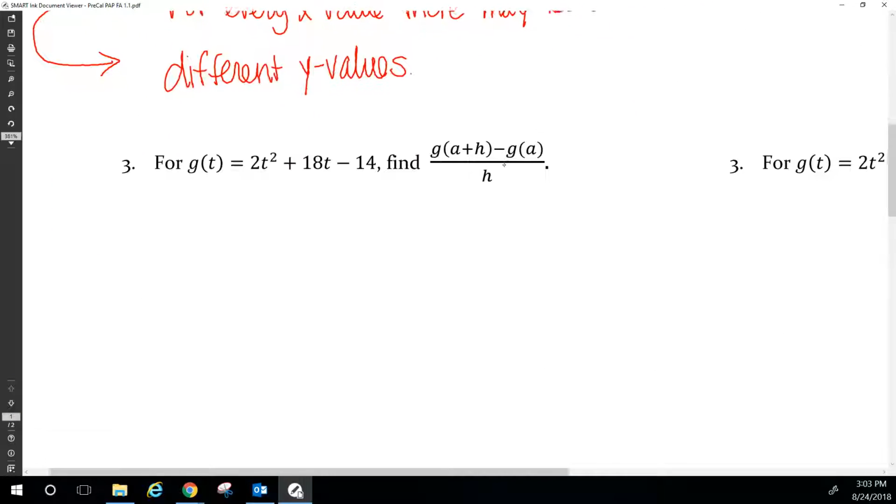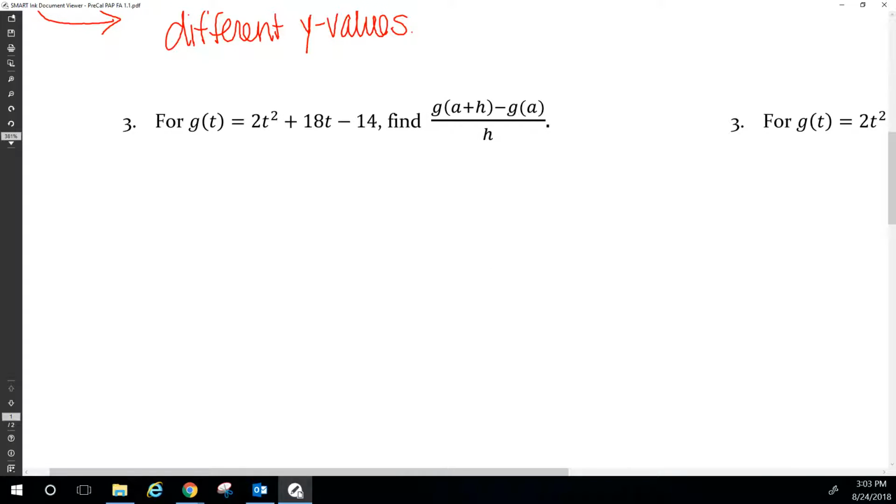All right, so for g of t, for 3, no one got it right. Some got close to it. This is a really popular difference quotient that we get in calculus. I didn't think everybody would get all the way there, but I was hoping someone would get a little bit further than we did. It's really just evaluating a function and then boiling it down.